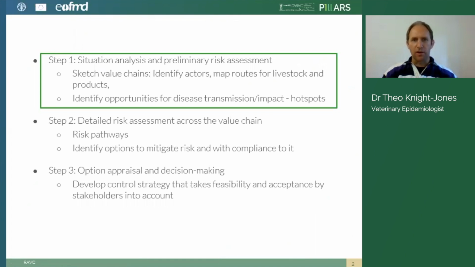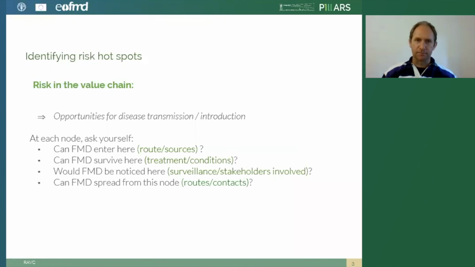We have done a situational analysis, sketched different value chains, identified the actors that are relevant for these value chains which we're interested in, to do with foot and mouth disease control and its spread, and mapped out the routes of livestock. Now we're going to start to identify the risk hotspots where foot and mouth disease transmission is greatest and the impact is greatest.